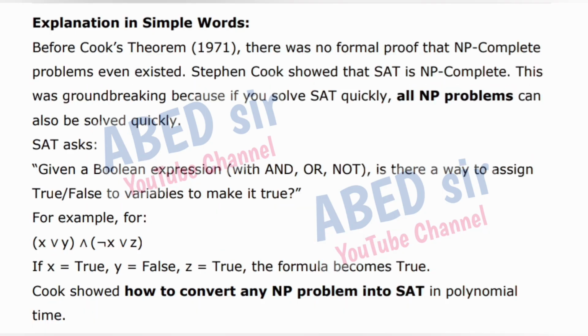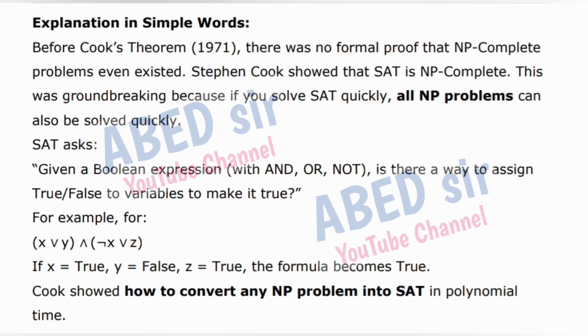Explanation in simple words. Before Cook's theorem, in 1971, there was no formal proof that NP-complete problems even existed. Stephen Cook showed that SAT is NP-complete. This was groundbreaking because if you solve SAT quickly, all NP problems can also be solved quickly.